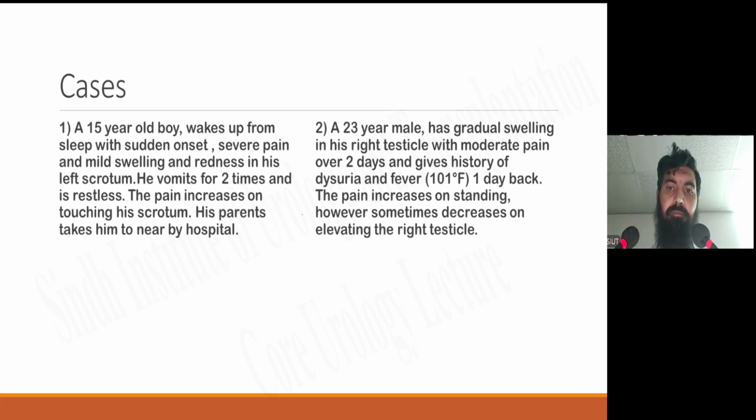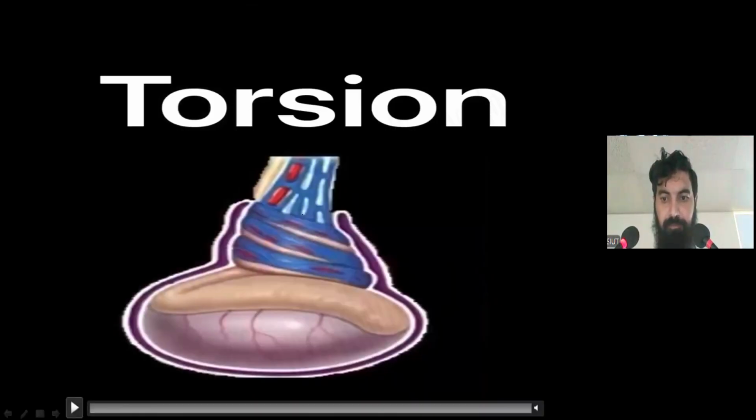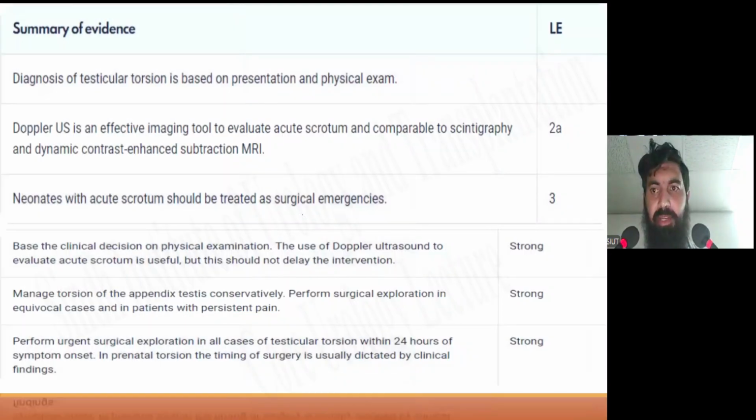There are 2 days of history. The patient has dysuria as well, and he's a young male, with a positive Prehn's sign. The first case was torsion, and the second is epididymitis. This is a short video of testicular torsion. The summary of evidence of diagnosis of testicular torsion is based on presentation and physical examination.